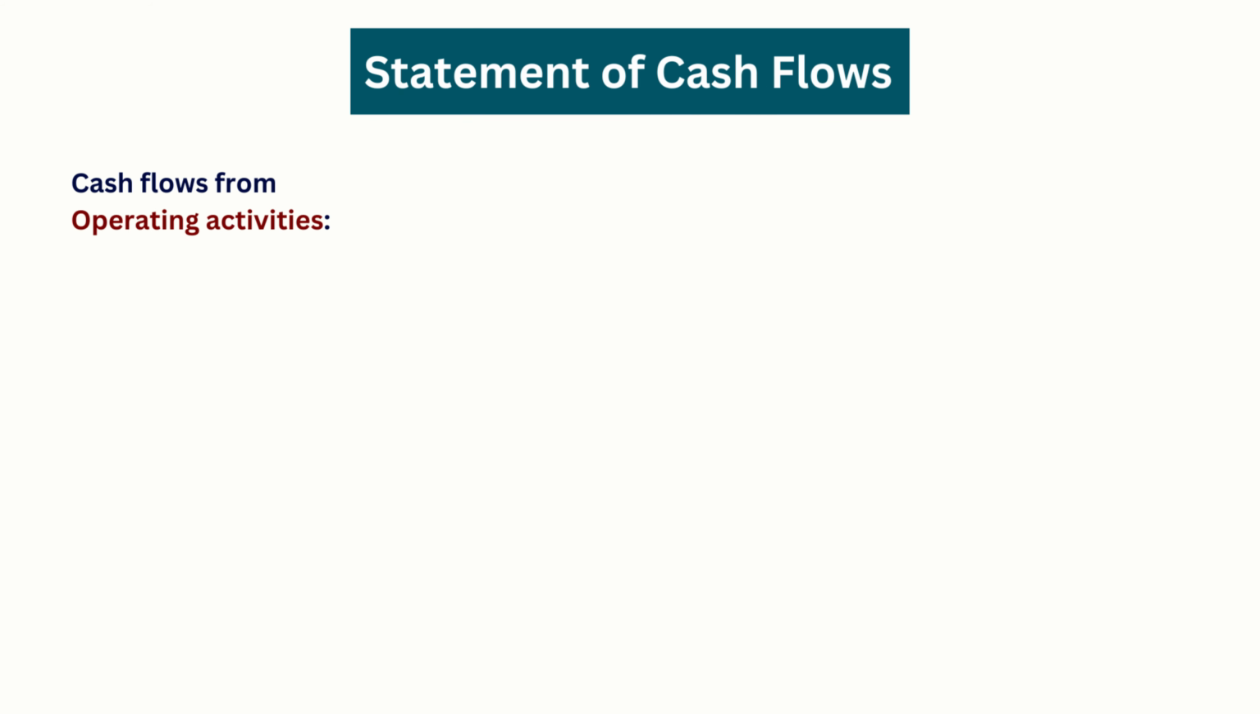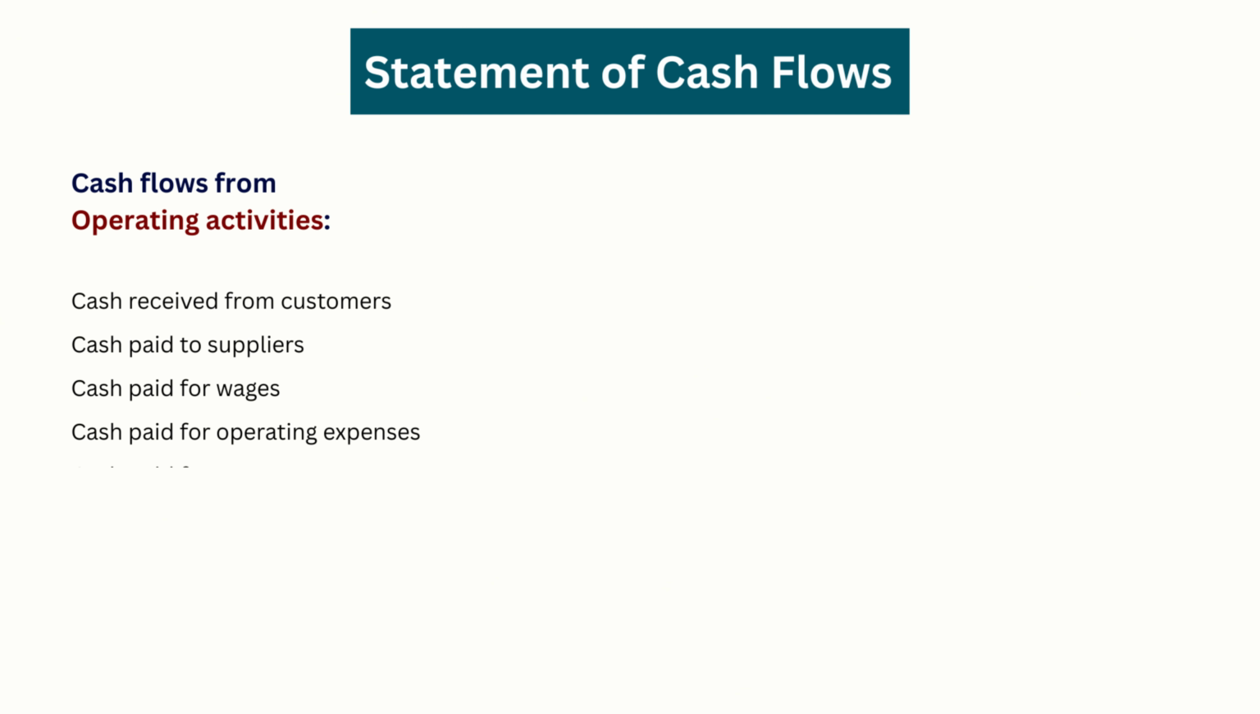Now that we understand why profit is not the same as cash, let's look at how the statement of cash flows is structured. First, we have operating activities. This section shows the cash generated from the company's core business operations. It includes cash received from customers, cash paid to suppliers, cash paid for wages, cash paid for operating expenses, cash paid for taxes and interest. A healthy company must generate positive operating cash flow consistently because operations are what keep the business alive.